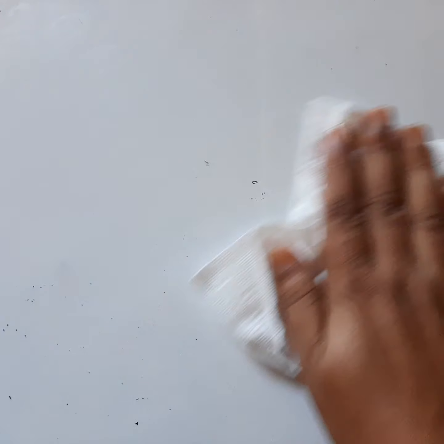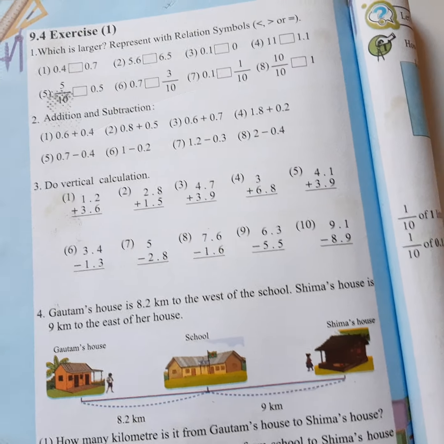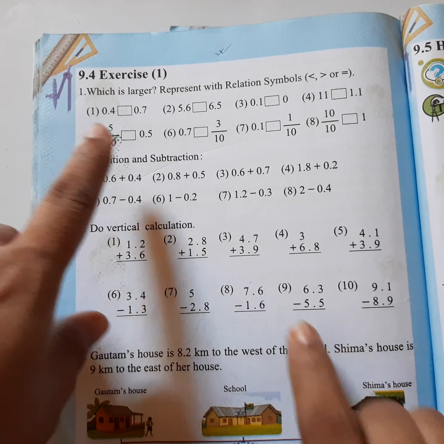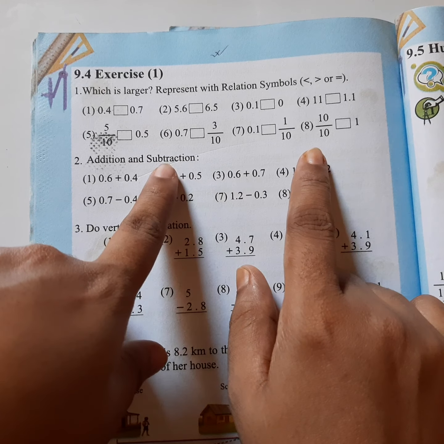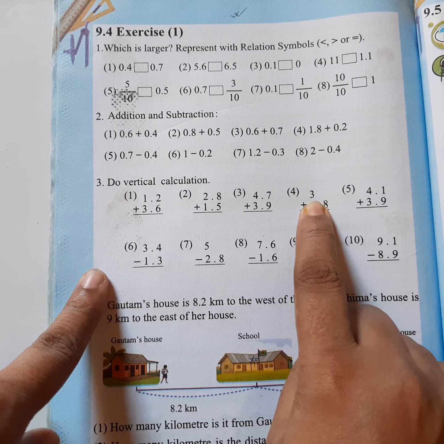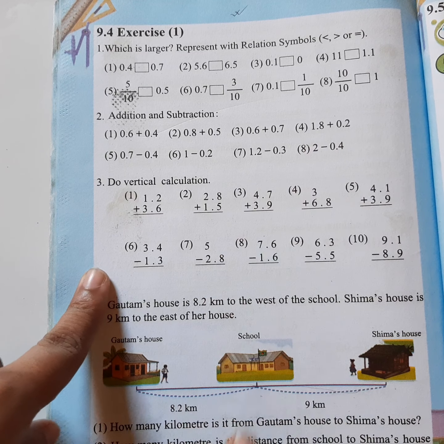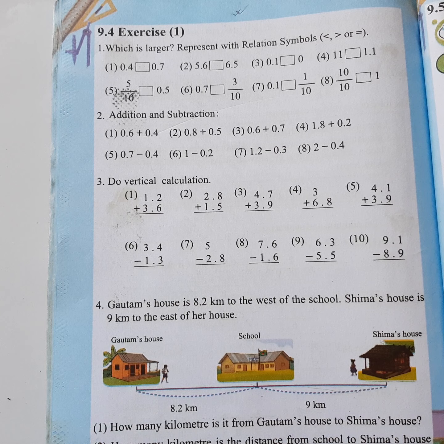By this time you get a very good idea about page 110, which is about the larger number, smaller number, this addition and subtraction, and this one also. This one is actually 3.0, never forget that. Then 5.0, and do the math, addition or subtraction, doesn't matter.